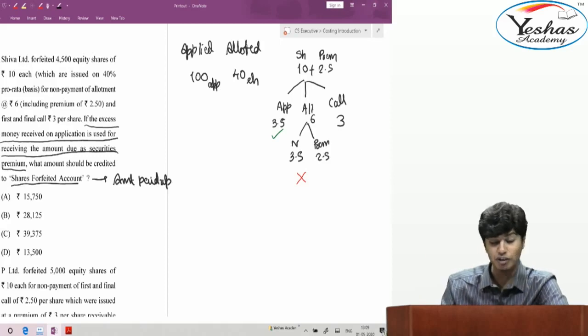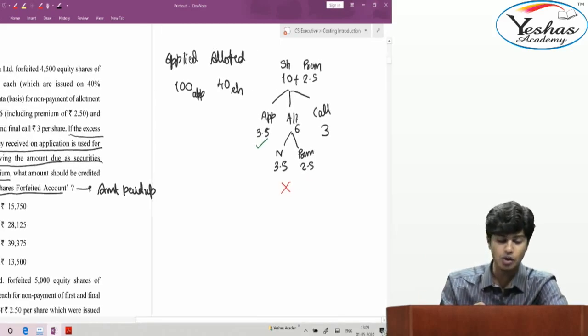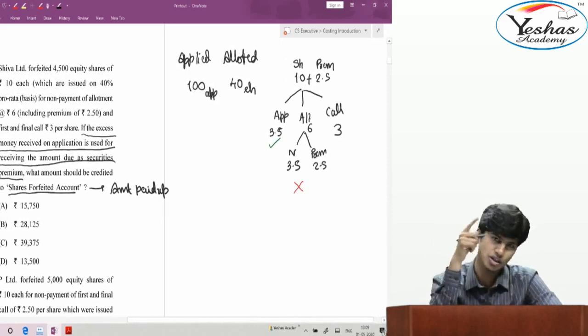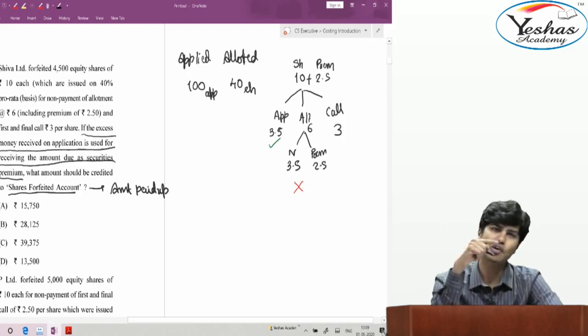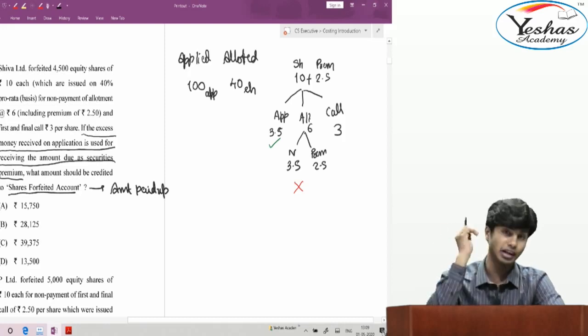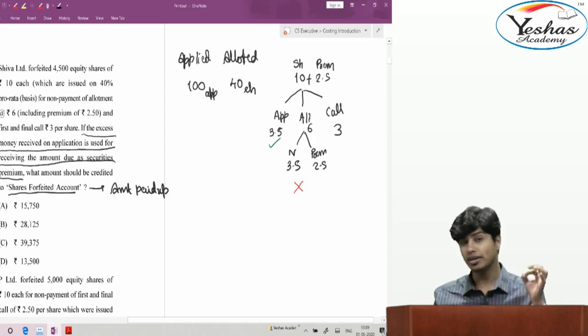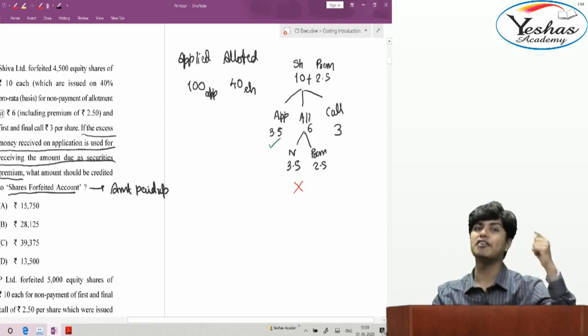Shiva Limited forfeited 4,500 shares. How many shares were forfeited? 4,500. Now you have to tell me, that person whose 4,500 shares were forfeited, had he applied for 4,500 shares? Definitely not, because the company went for over-subscription and pro-rata allotment. So the shareholder who didn't pay the allotment money would have applied for more than 4,500 shares, and was allotted 4,500 shares. Now the question is, how many shares did he apply for?